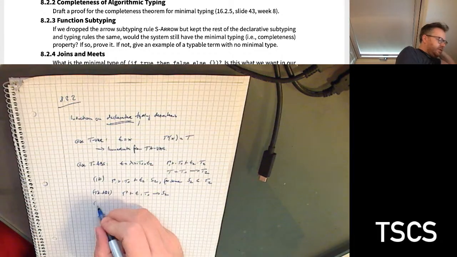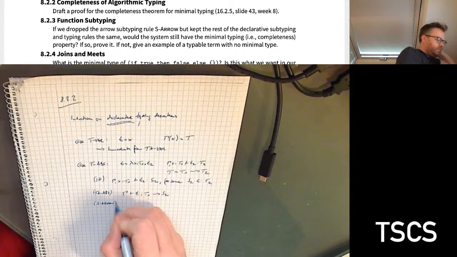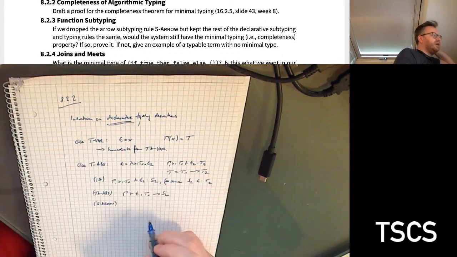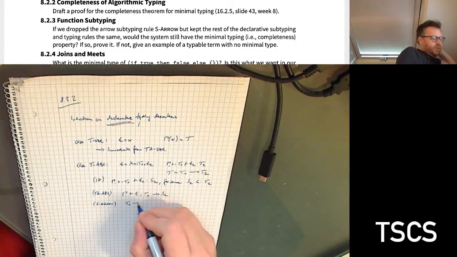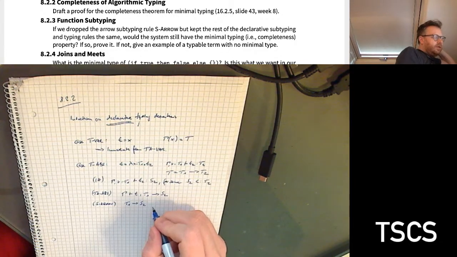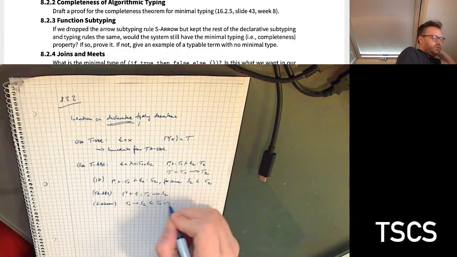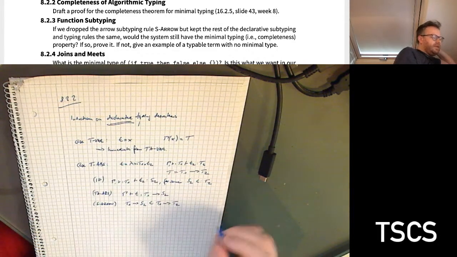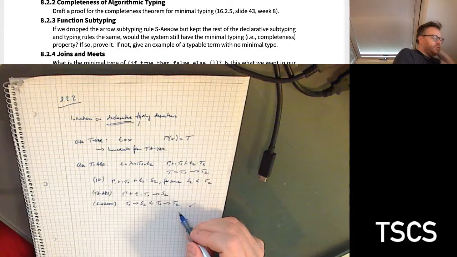And then you have to check the s-arrow rule again, because we have a function type here. The s-arrow rule says that t1 to s2 is a subtype of t1 going to t2, and this is actually what we require. This is what we required to check this case, and then we're good.